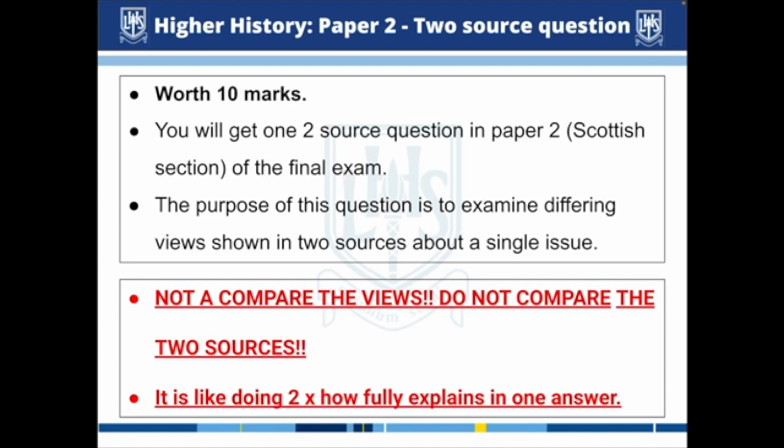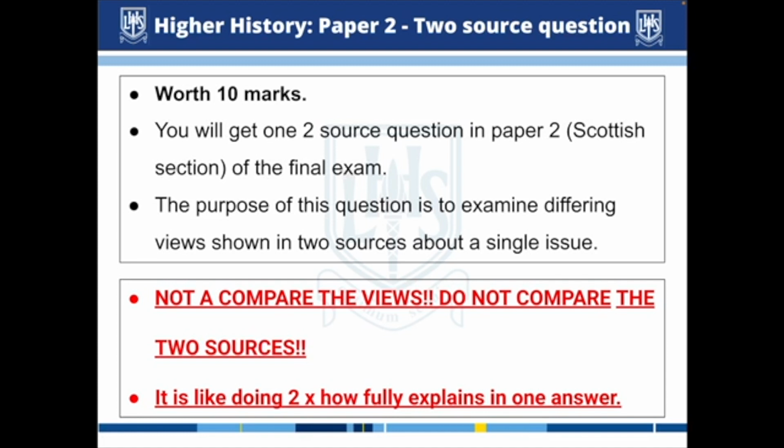Now, for a number of you, you may have done National 5 history, and you may remember a compare the views question which had two sources. This question, the two-source question, is absolutely nothing like a compare the views. It is not a compare the views. You do not ever compare the two sources in your answer. The best way to think of a two-source question is like doing two how fully explain answers in one answer.